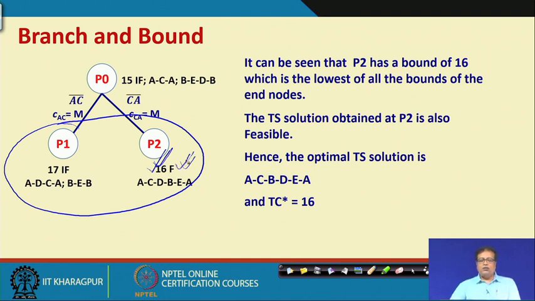So, find out the lowest of all the bounds, and if it is feasible, obviously that is also optimal, right. So, we do not have to branch any further, and that is going to be our optimal travelling salesman solution, and that solution is A to C to B to D, E to A, and the total TC star equal to 16, right. So, that is how the branch and bound algorithm can be used.